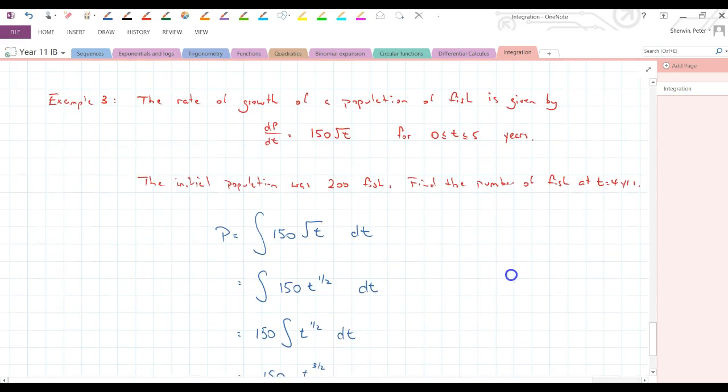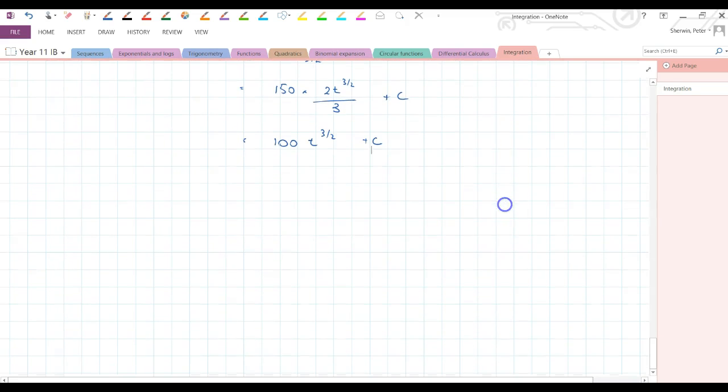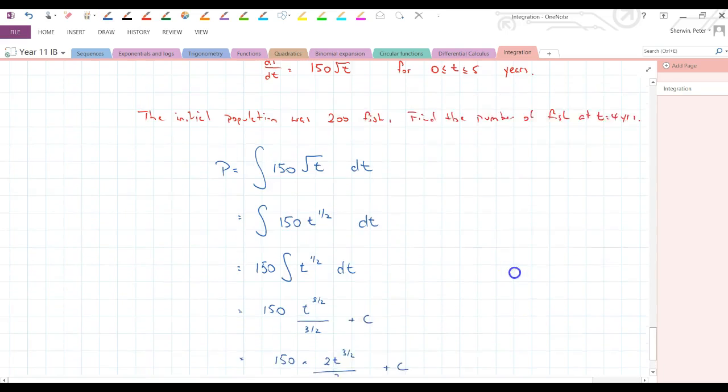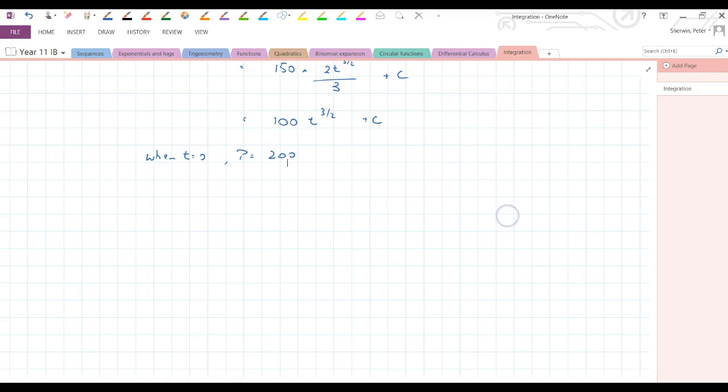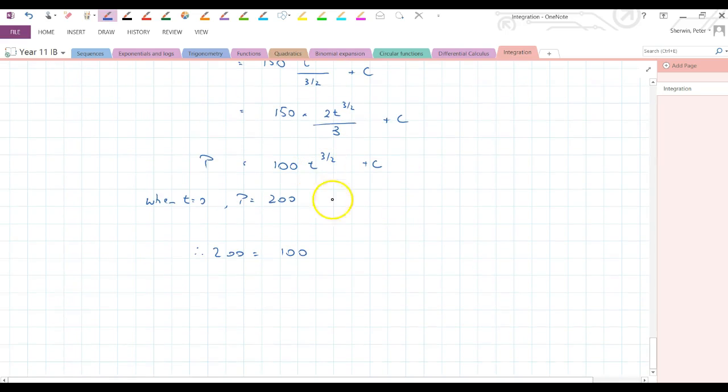Okay, so what do we know about this situation? Because I want to find out what c is. Oh, the initial population was 200 fish. Therefore, when t equals 0, population was, what did I say, 200? Yeah. So, therefore, because this is population, 200 equals 100 times, when t is 0, 0 to the 3 over 2. That's just 0. So therefore, usually the calculation of c is quite a trivial calculation. c is equal to 200.